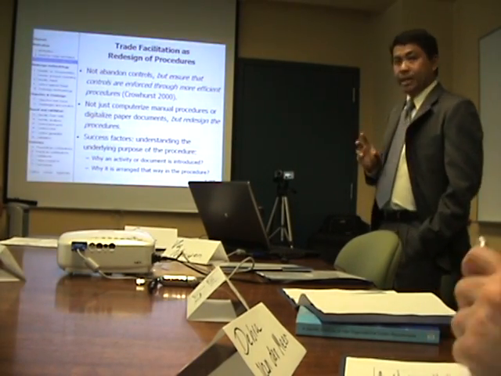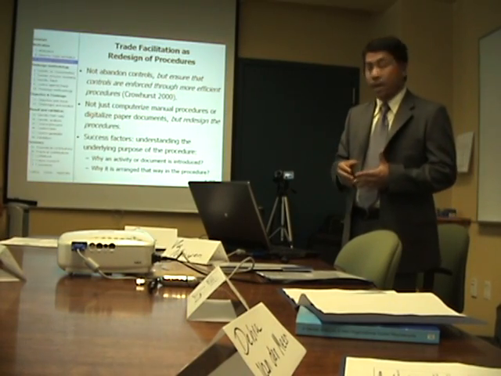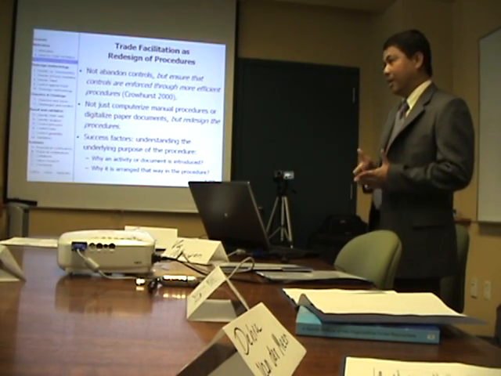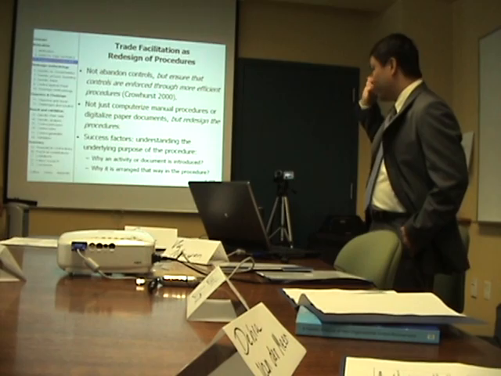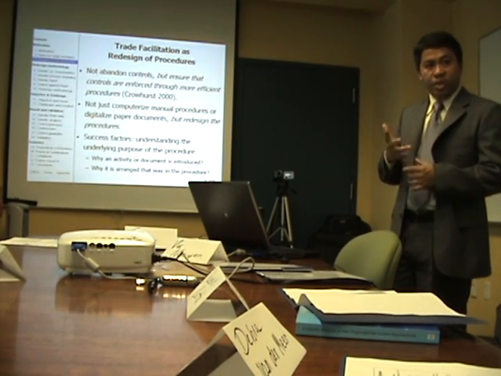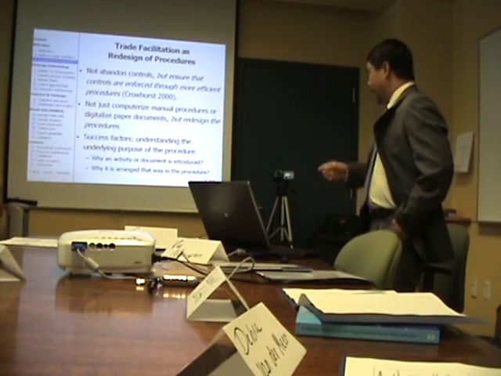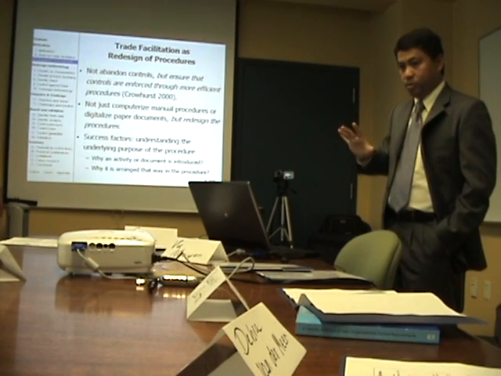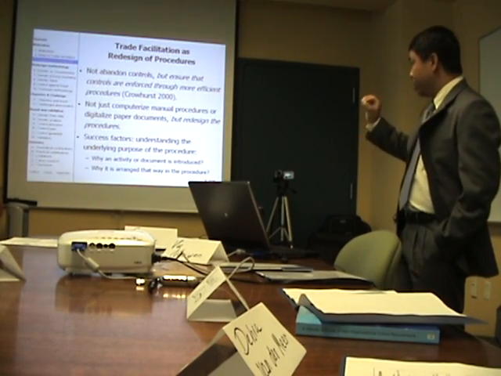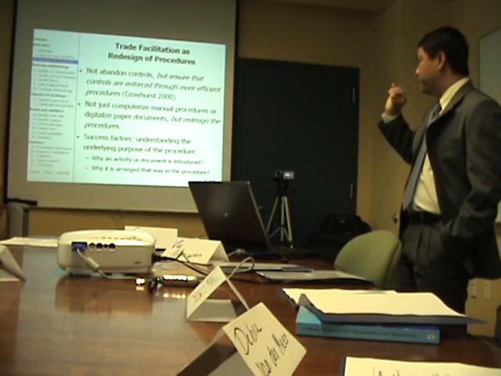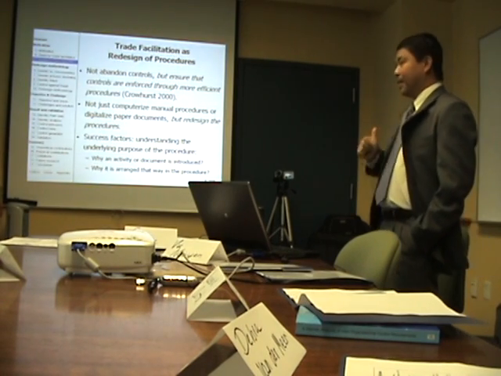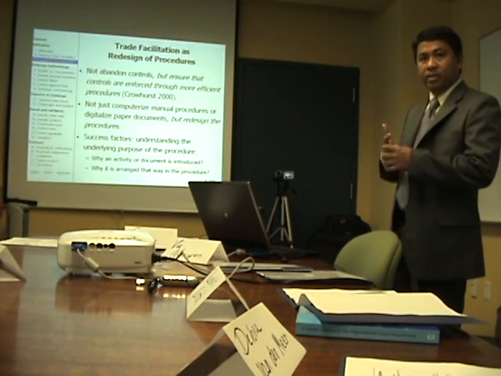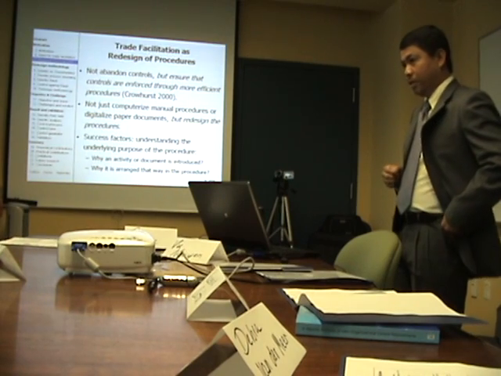So the issue with trade facilitation is not just to computerize manual procedures or to digitalize paper documents, that means replacing the paper document by EDI or electronic methods. The key issue is how to redesign the procedure to improve its efficiency without losing control. In order to redesign, the key factor is not just to look at the surface level of the procedure, the flows of documents. We need to understand the underlying purposes of the procedure. What an activity is for, or what a document is for, and why the document or activity is arranged in such a way in the current procedure.